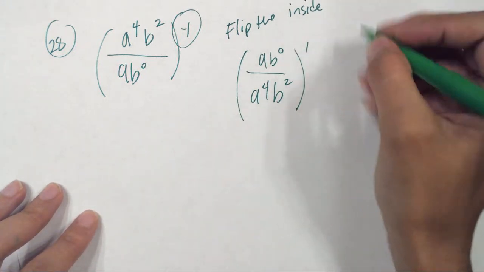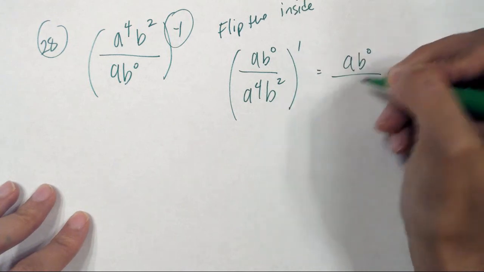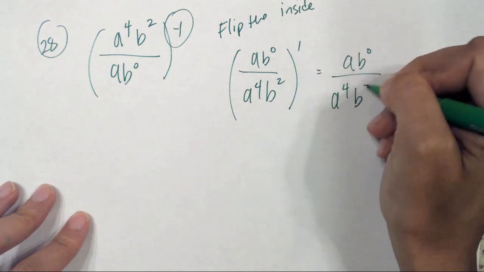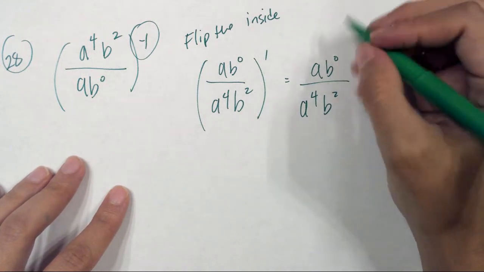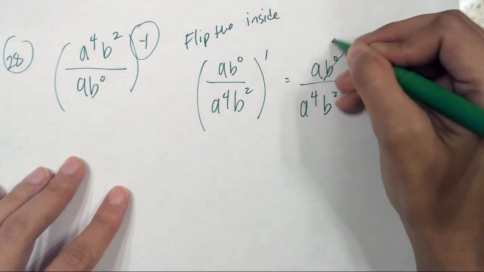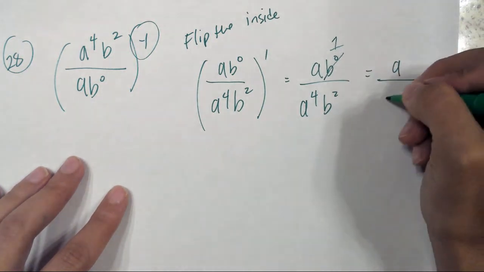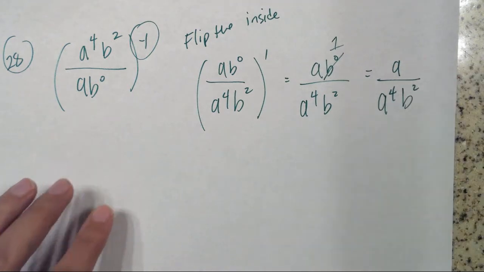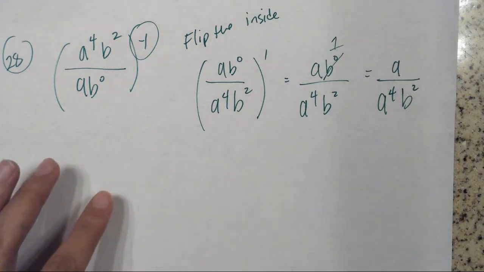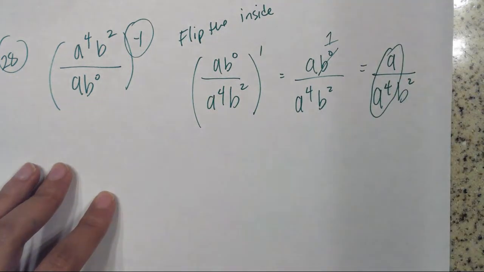Alright, so first power goes away, right? Because anything to the first power doesn't do anything. So I'm just going to get rid of that. So you have b to the 0 now. Now remember from class, anything to the 0 power is 1. So you're getting a on top, a to the 4th, b squared. Now your b is good, but you have this right here where you can simplify.